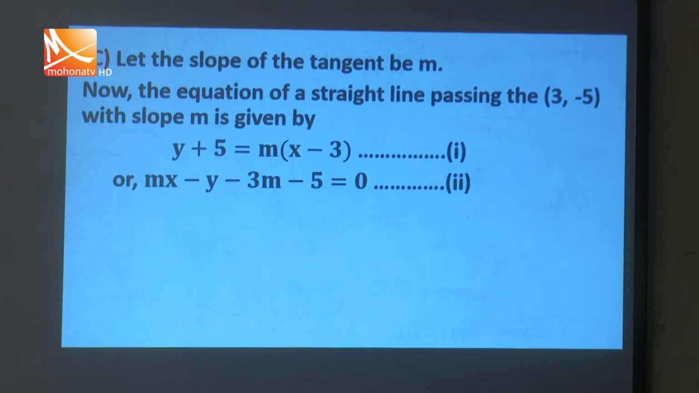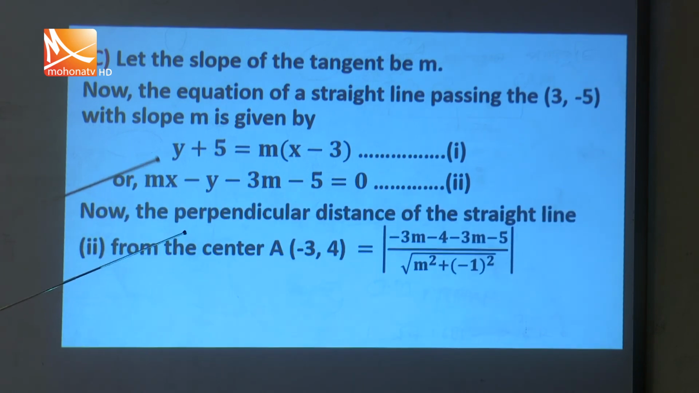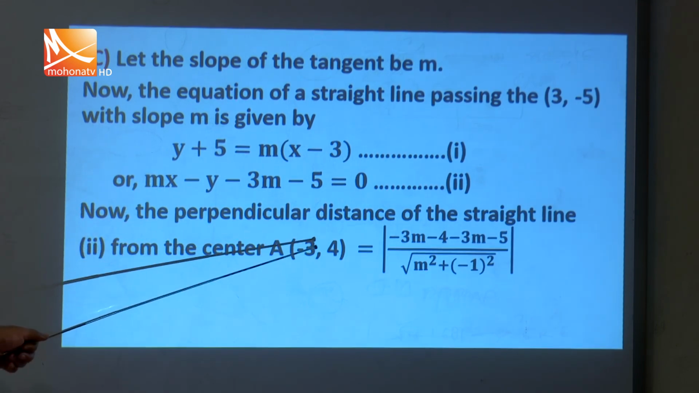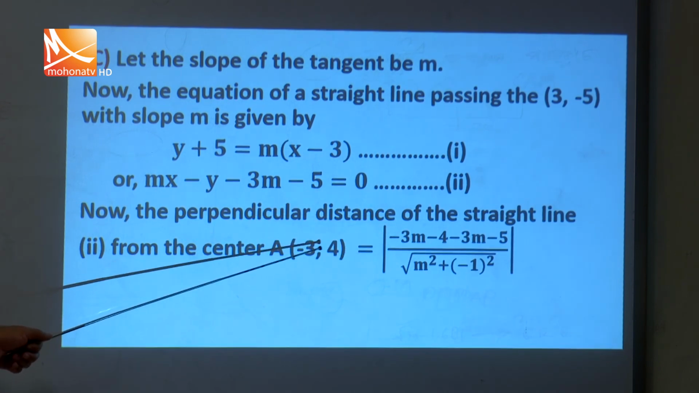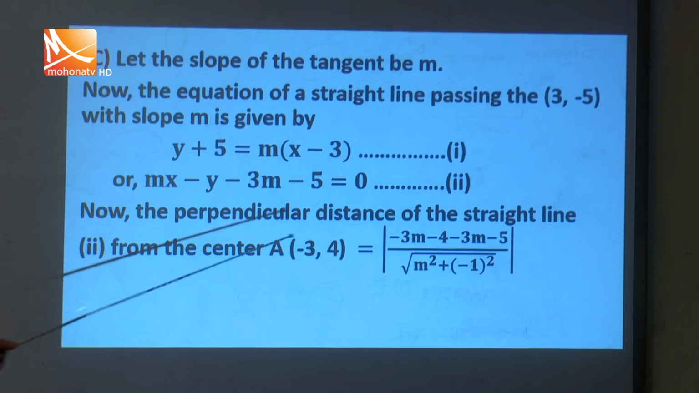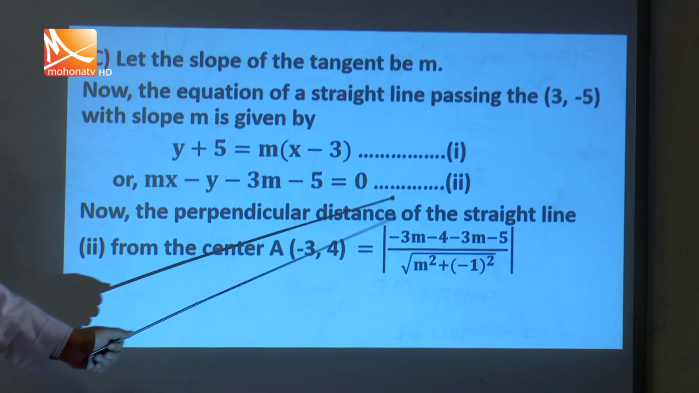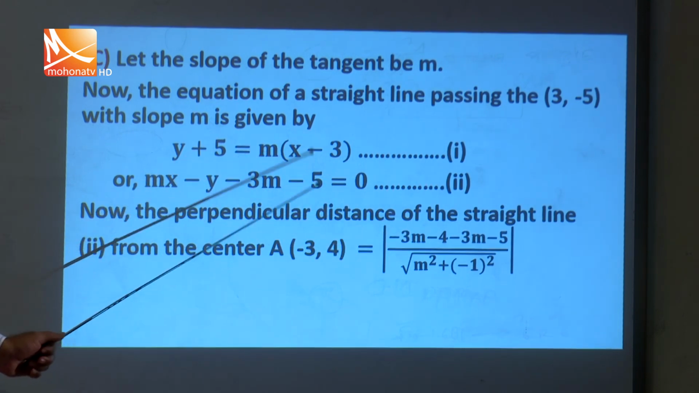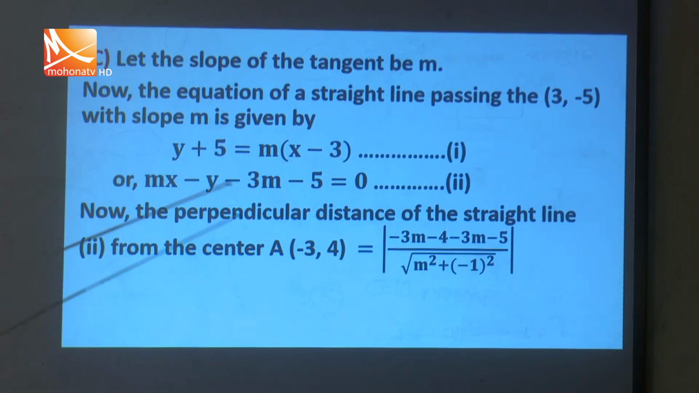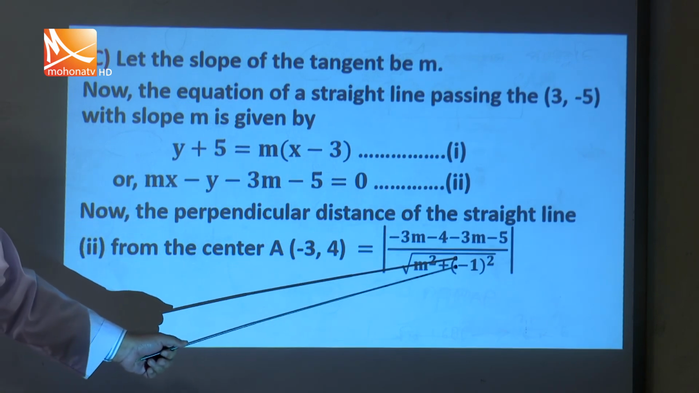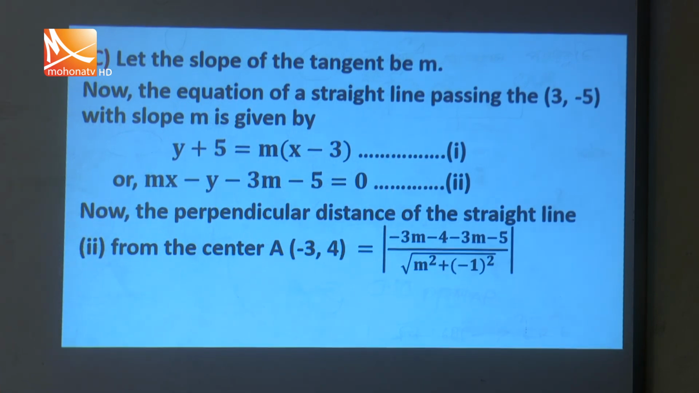Okay. Now the perpendicular distance of the straight line 2 from the center of the circle, minus 3 comma 4, where x is minus 3 and y is 4, will be the absolute value of minus 3m minus 4 minus 3m minus 5, over the square root of the coefficient of x square, it will be m square, plus the coefficient of y square, it will be minus 1 whole square. Okay.